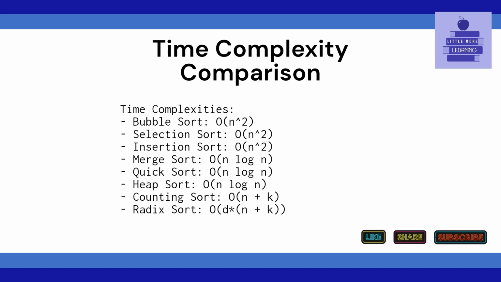Let's compare the time complexities of these sorting algorithms. Bubble sort, selection sort, and insertion sort have time complexities of O(n squared), making them less efficient for large datasets. Merge sort, quicksort, and heap sort all have time complexities of O(n log n), making them much faster. Counting sort and radix sort have complexities of O(n + k) and O(d * (n + k)), respectively, making them highly efficient under certain conditions.